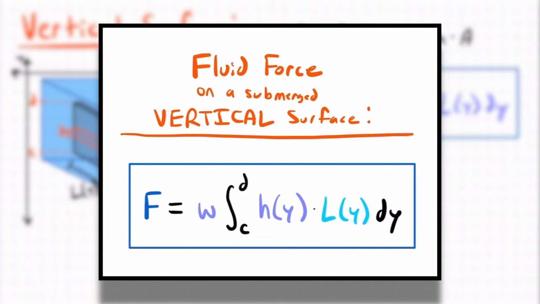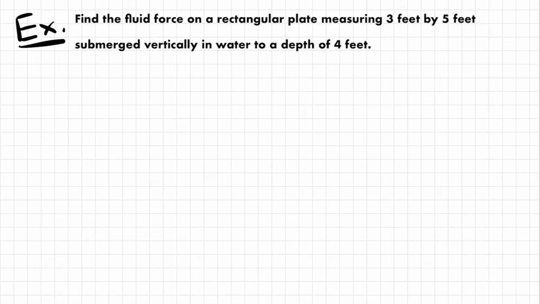Okay, and so let's look at an example problem where we will calculate the fluid force on a submerged vertical surface. All right, so here's our example problem. We want to find the fluid force on a rectangular plate measuring 3 feet by 5 feet submerged vertically in water to a depth of 4 feet.